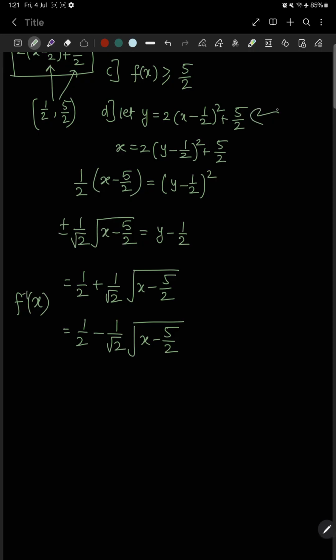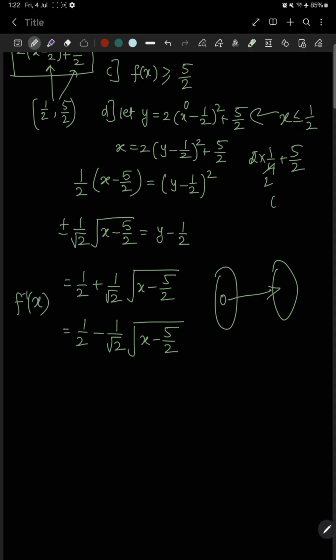Now from this given function, we know that x is defined for less than or equal to half. So we take one point from this domain and try to find out where this point is mapped. Let me take a simple point. If I take 0, I have to figure out where this point is mapped. So 0 minus half, that's going to be half squared, so it's 1/4. So 2 times 1/4 plus 5 over 2, that's going to be 6 over 2, which is 3. So I know that 0 is mapped to 3.